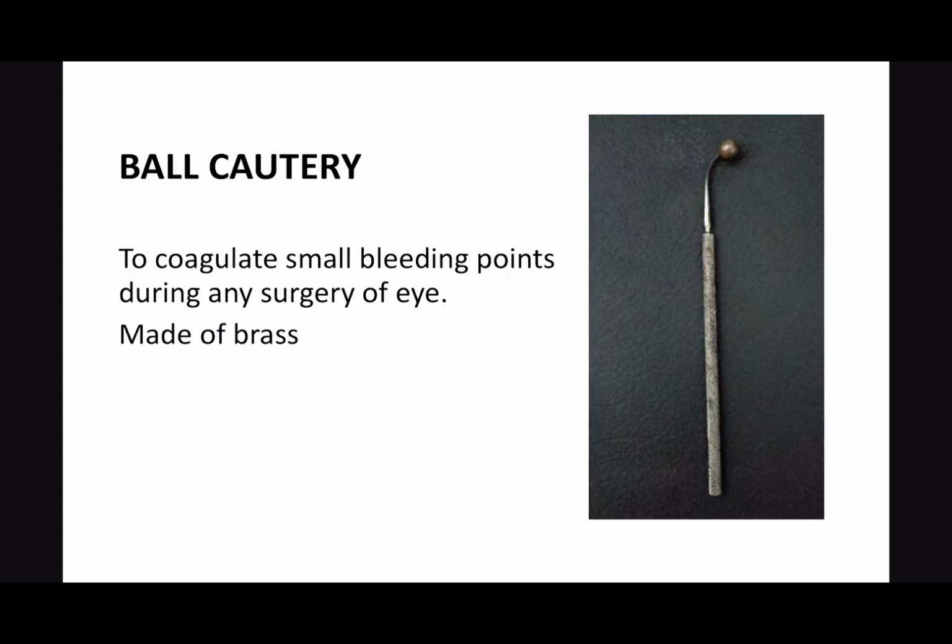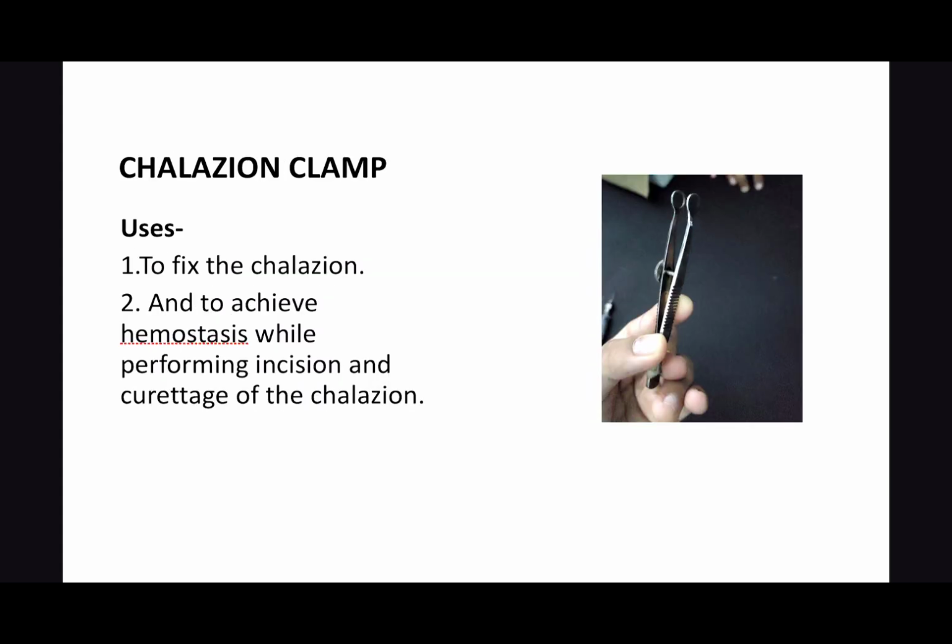Next instrument is the ball cautery. We can see a pointed ball of brass at the tip of the instrument. This is used to coagulate small bleeding points during any surgery of the eye. As we can see in the image is the chalazion clamp. It is very distinct and easy to identify. Its use is to fix the chalazion and to achieve hemostasis while performing incision and curettage of the chalazion.